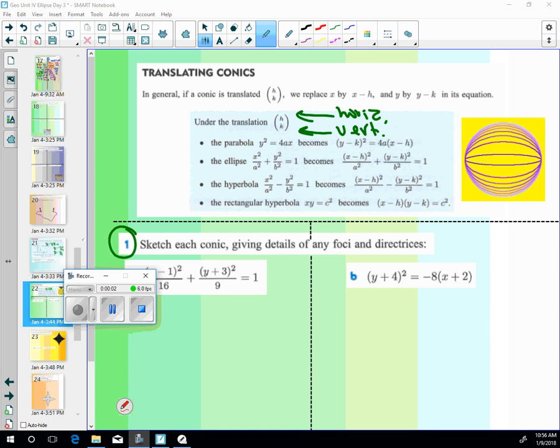Translating conic sections is, as you would expect, if we do a shift (h, k), all that we're doing is, like the circle, x minus h, y minus k. So just a quick reminder, h being positive moves to the right, k being positive goes up.